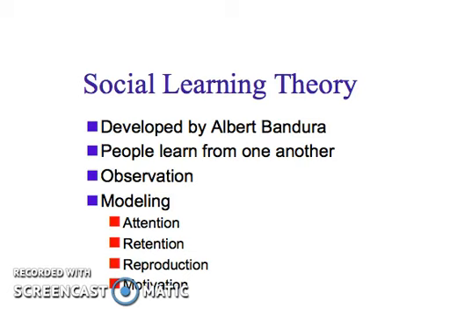Social learning theory was developed by Albert Bandura. It is based on the concept that most human behavior is learned observationally through modeling. Effective modeling occurs through attention, getting the learner to focus; retention, remembering what you have attended to; reproduction, reproducing what you have attended to; and motivation, having a reason to imitate what you have seen.